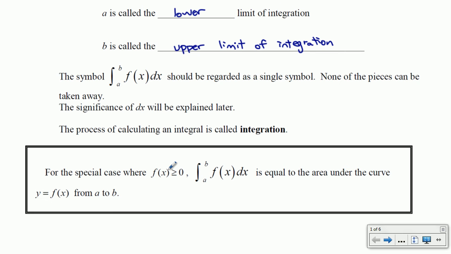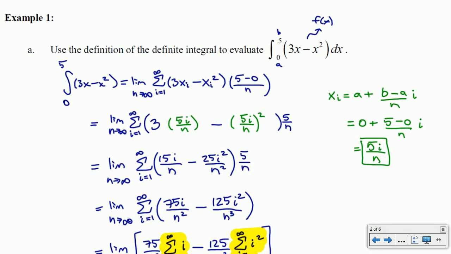For special cases where the function is above the x-axis, this is equal to the area under the curve of f of x from a to b. So in this question we're going to use the definition of the definite integral to evaluate this definite integral. Now if doing this question with sums makes you feel like making the following noise, you are correct. So we're just going to scroll right through this and do it the easy way instead.